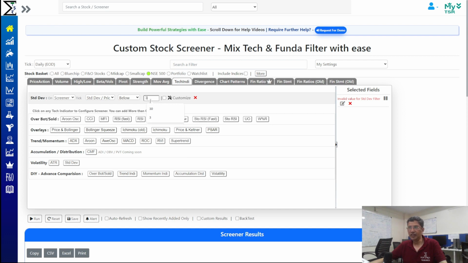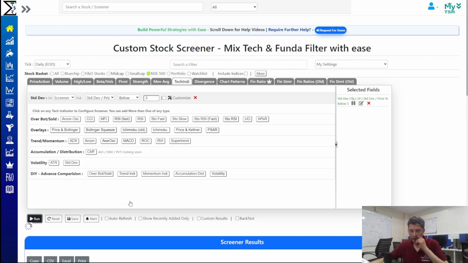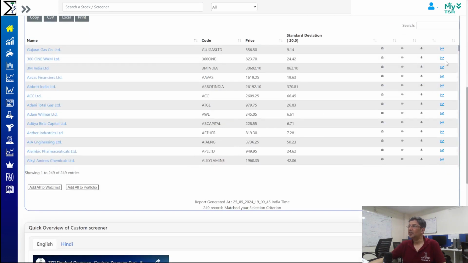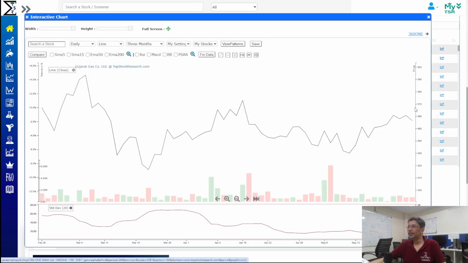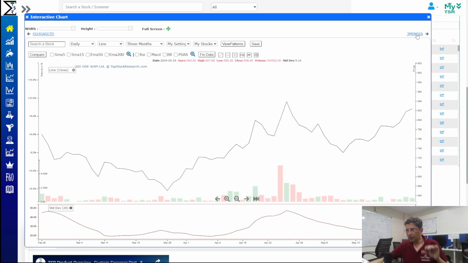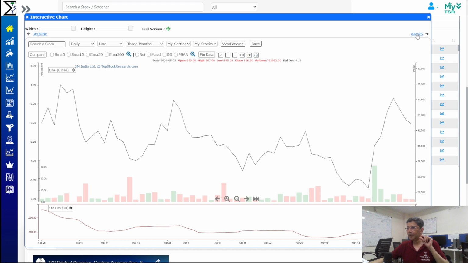If you see below, let's say 3, when you run this, you'll find stocks which are much more in the consolidation zone. So you see these stocks, they are much more in the consolidation zone, right? So it always makes sense to look at standard deviation and price together. A combination of these two things will be good. Now, standard deviation or technical indicators being lagging, you'll find certain things where this is already going up.